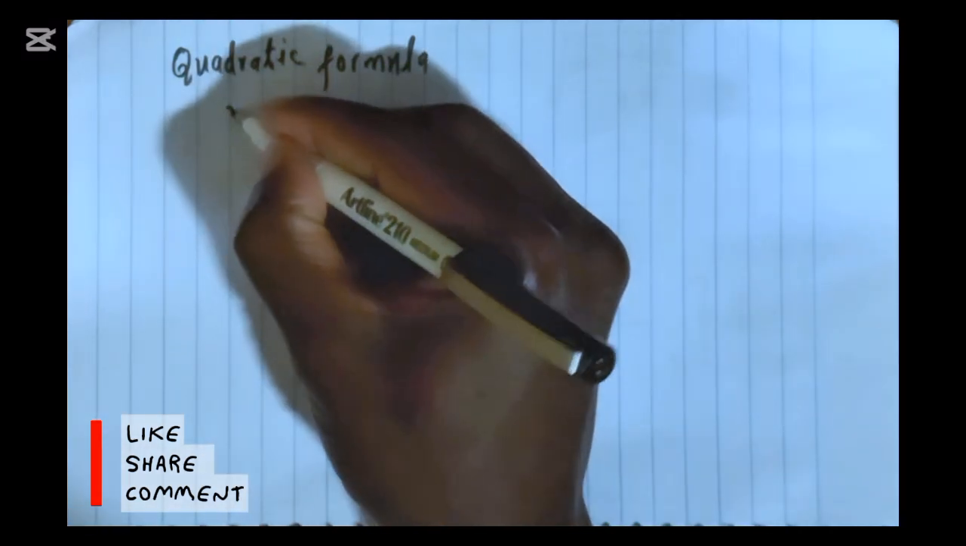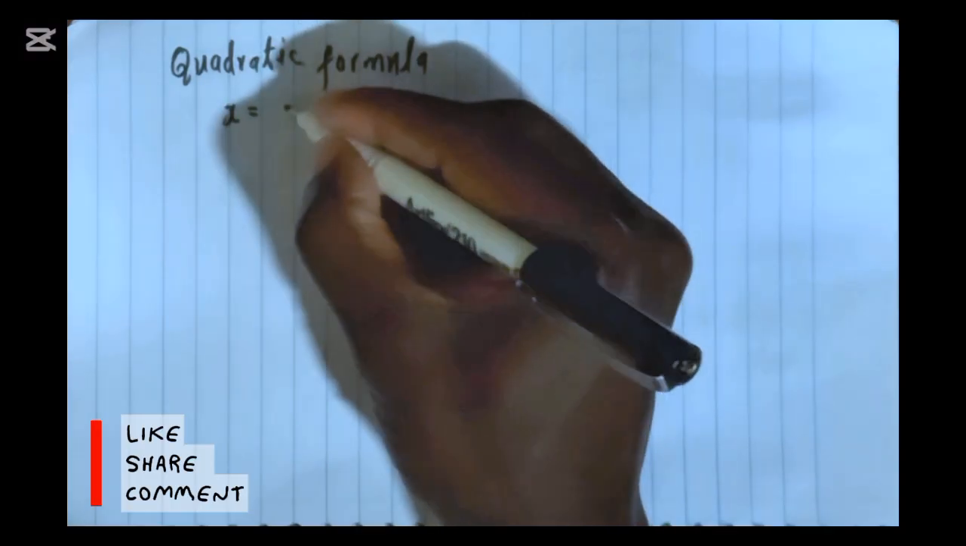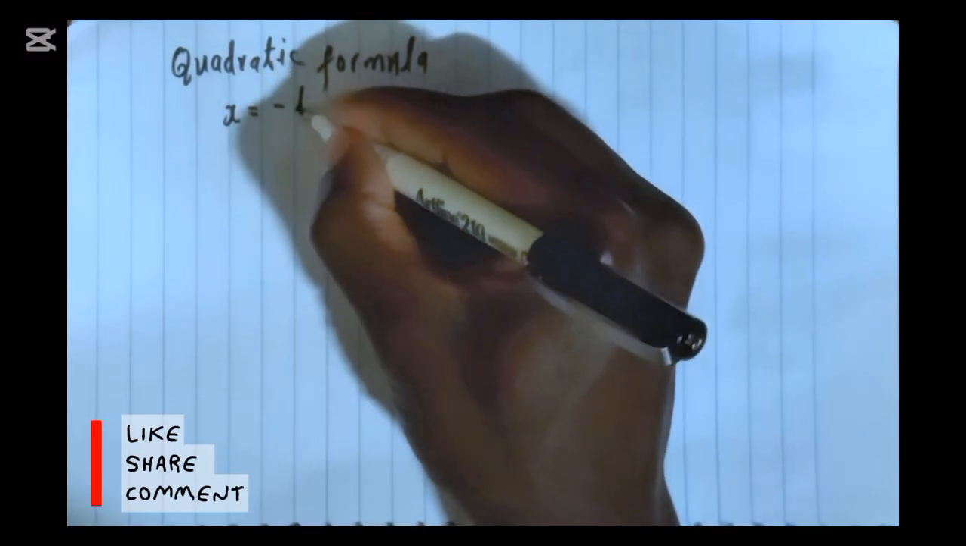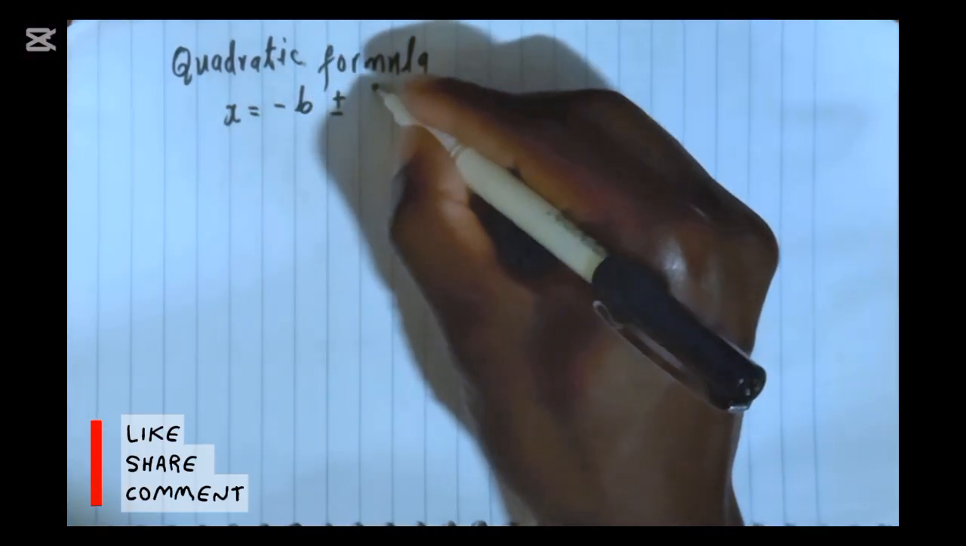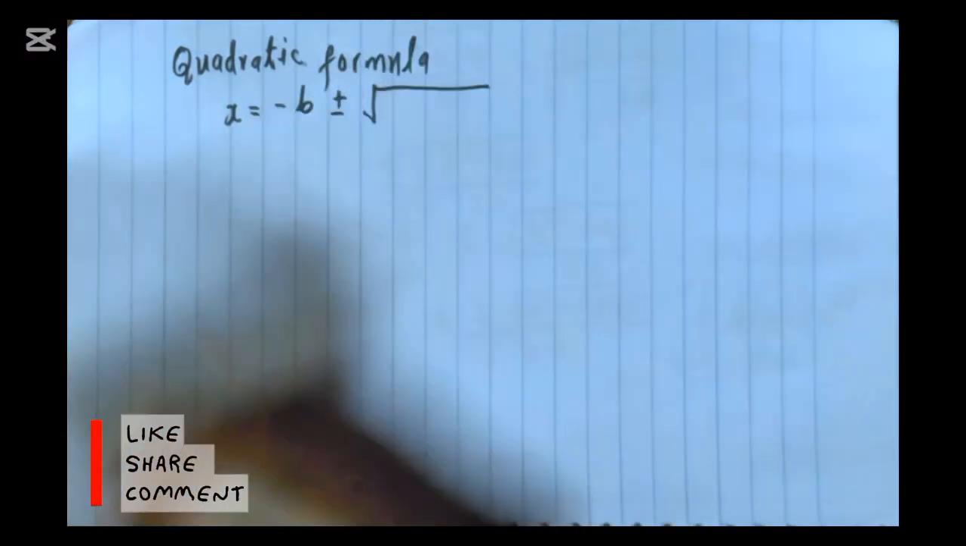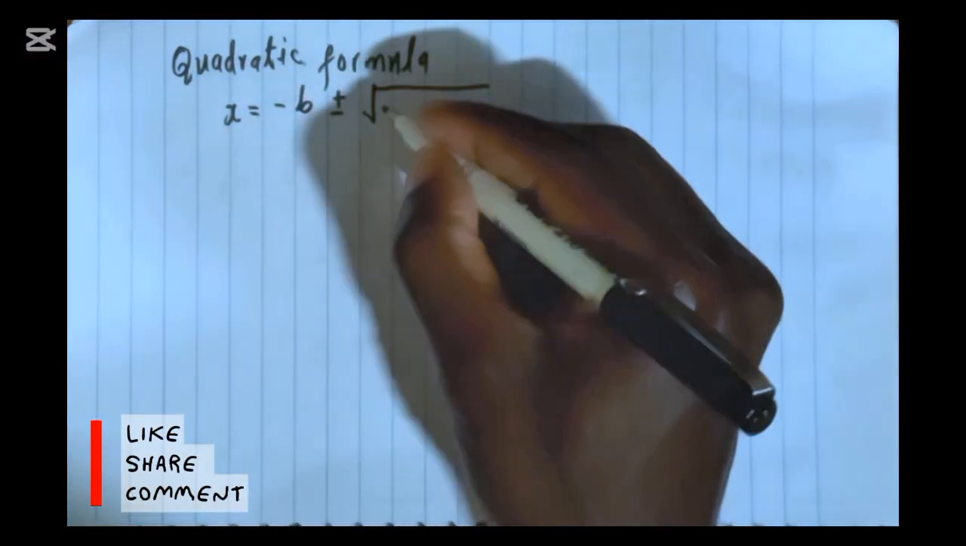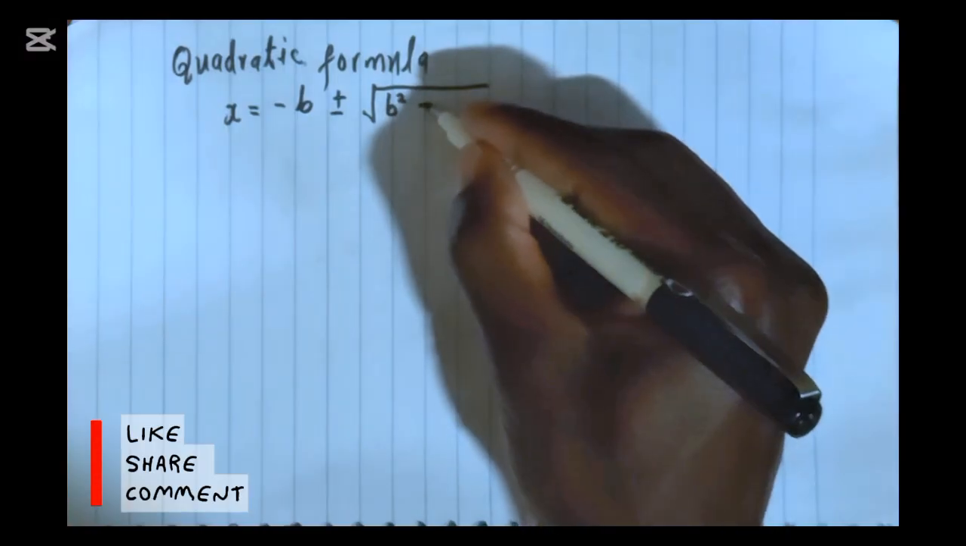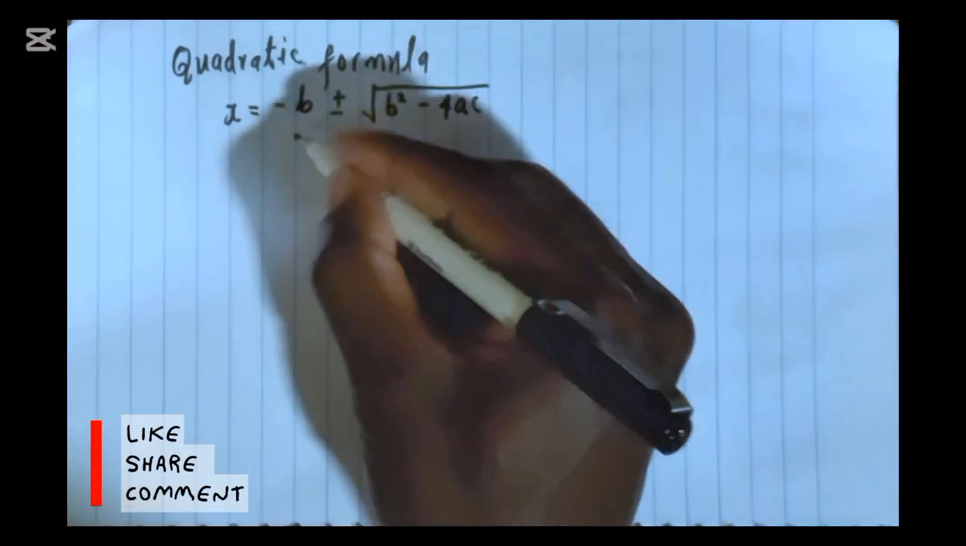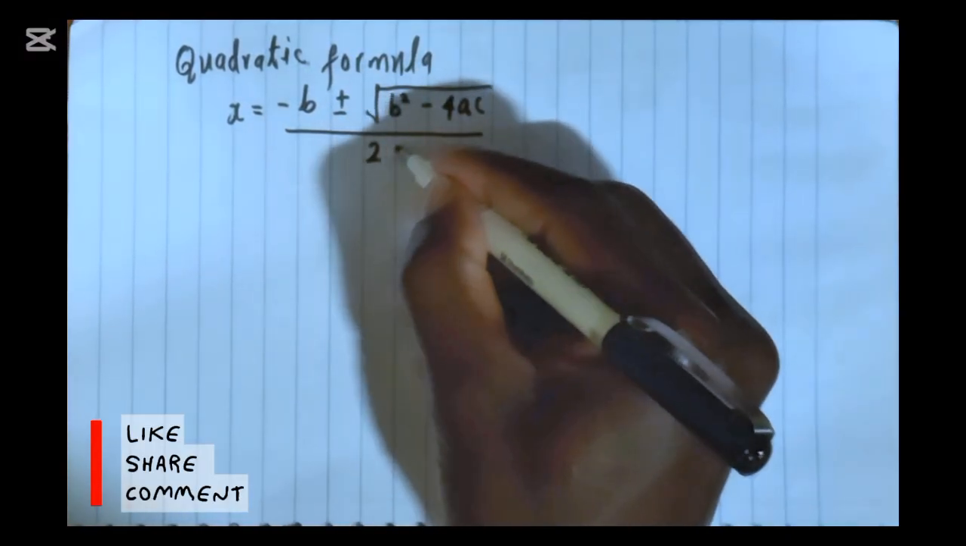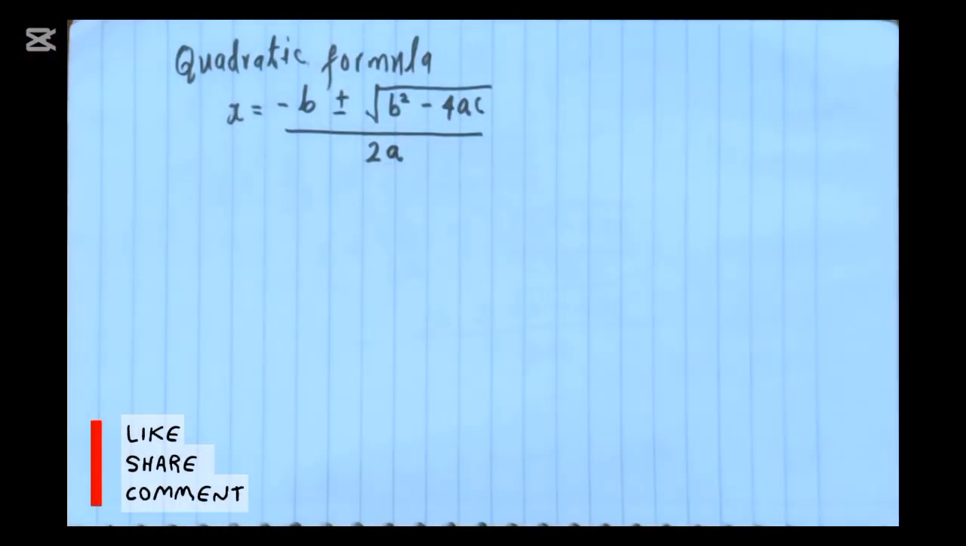So the quadratic formula is basically given as x equals negative b, plus or minus the square root of the discriminant, and the discriminant in this particular case happens to be b squared minus 4ac, all over 2a. So note, whenever you're solving any quadratic equation using the quadratic formula, you are first of all to check the value that the discriminant gives you.